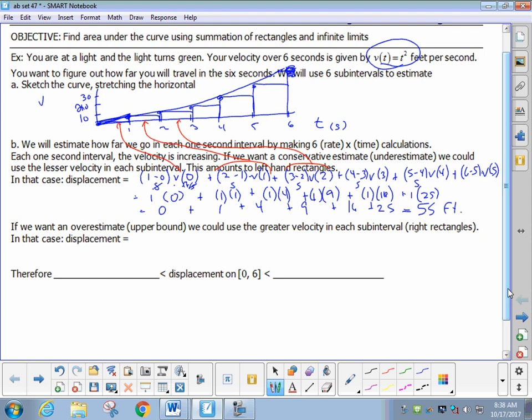Would you then try being a little less conservative? Go for an overestimate. We were going for an underestimate here because I know from time 0 to time 1 the velocity is actually bigger than the velocity at time 0. We use the velocity at time 0 to get a conservative estimate. If we wanted a more generous estimate, I'll get you started: in that first second, I could use the velocity at the right endpoint, or the velocity at 1. Would you crank out the more liberal estimate, or the upper bound, with 6 second intervals?